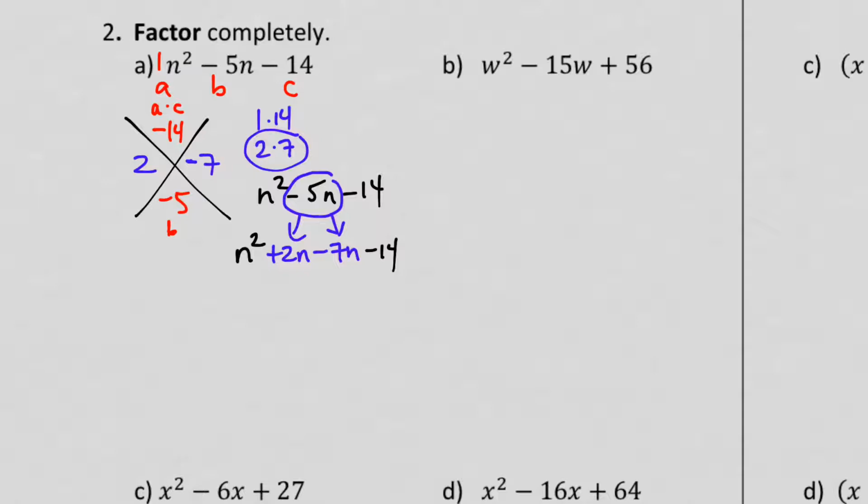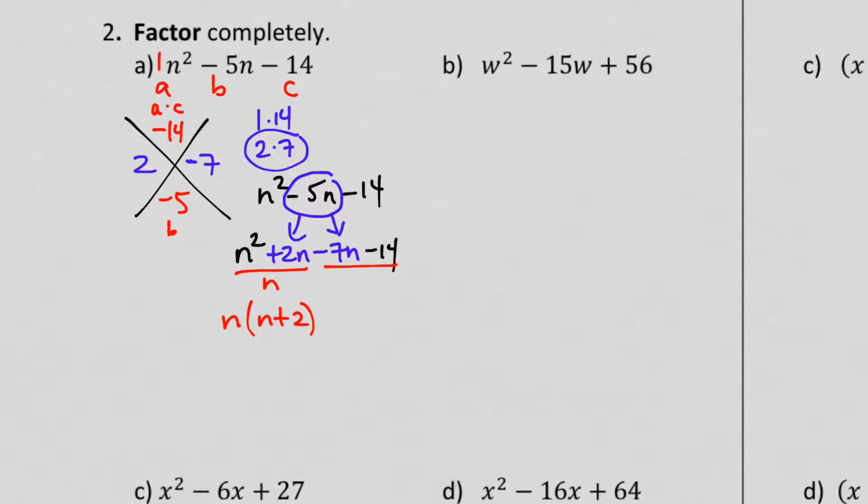From here I can group my 4 terms into a group of 2 terms and 2 terms. So here's my group of 2 and my group of 2. And if I look at them carefully now, I want to find the GCF of each of the small groups. So first, in n squared plus 2n, these share an n in common, so I can divide that out. So I'm left with n and n plus 2.